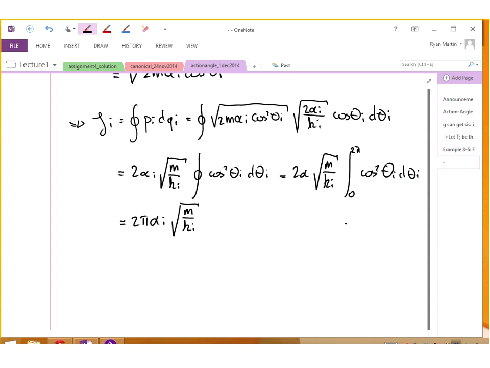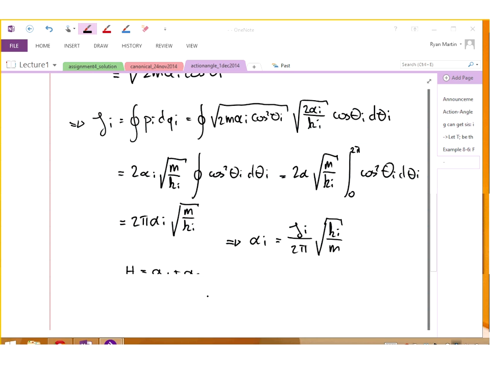So we can invert this, and we get that alpha_i is J_i over 2 pi square root of k_i over m. Okay? Okay, so now we have the alpha_i's in terms of the J_i's.